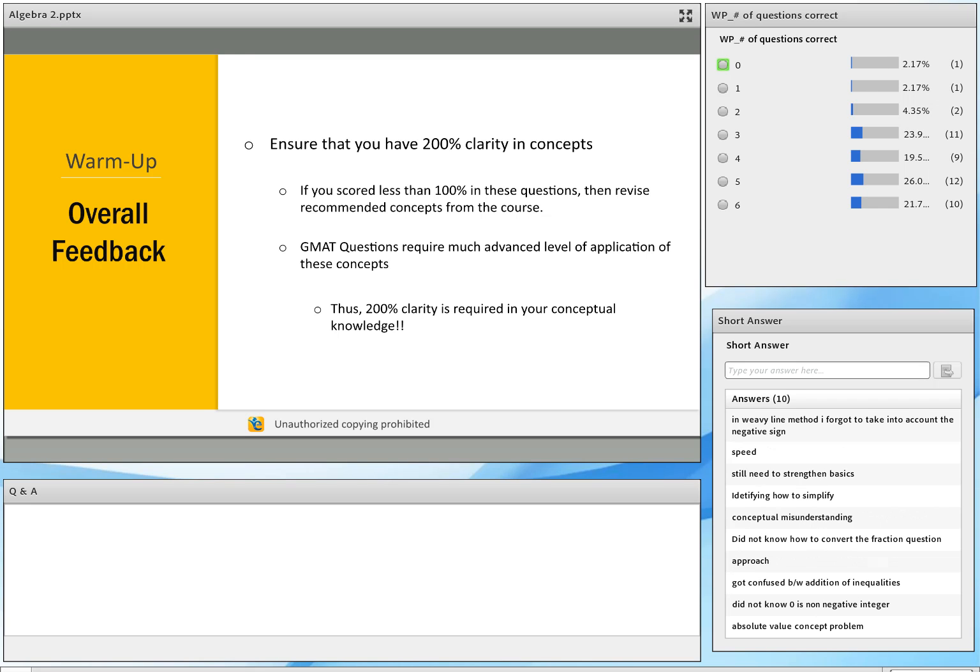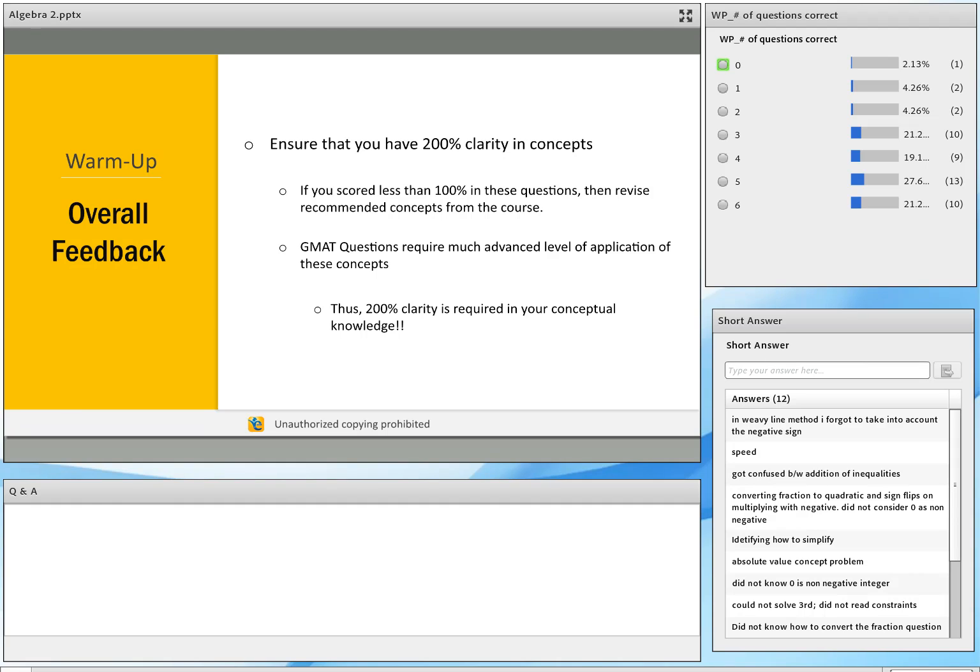Okay, let me take a few. Did not know 0 is non-negative integer. Good. So this would come under the category of process skill of applying constraints. Okay, so process skill of applying constraints, that is something which you weren't able to understand. That is good. Then got confused between addition of inequalities. Now this is your basic concept skill that you don't know how to solve inequality. So this is a conceptual gap that you need to bridge.